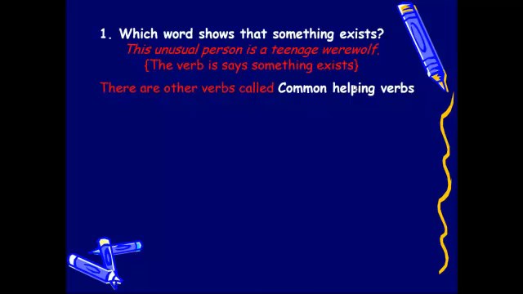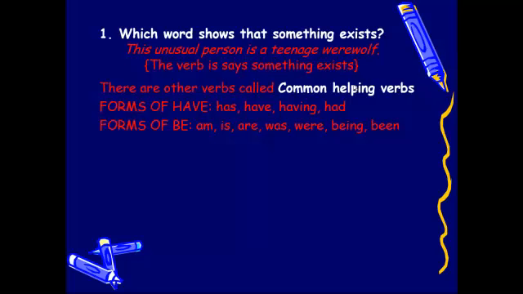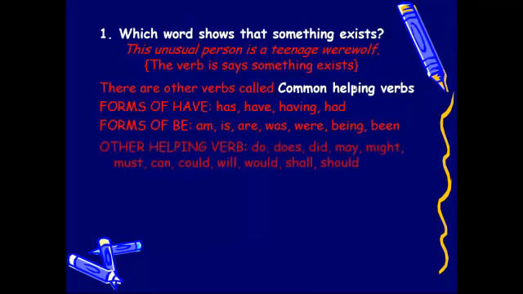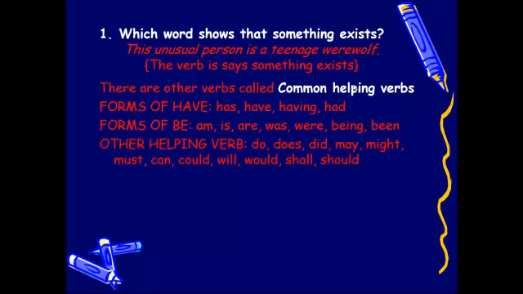There are other verbs called common helping verbs. Forms of have, such as has, have, having, had. There's also forms of be. For example, am, is, are, was, were, be, been. Other helping verbs are do, does, did, may, might, must, can, could, will, would, shall, should. Note carefully, it is to help sentences, hence it is called helping verbs.